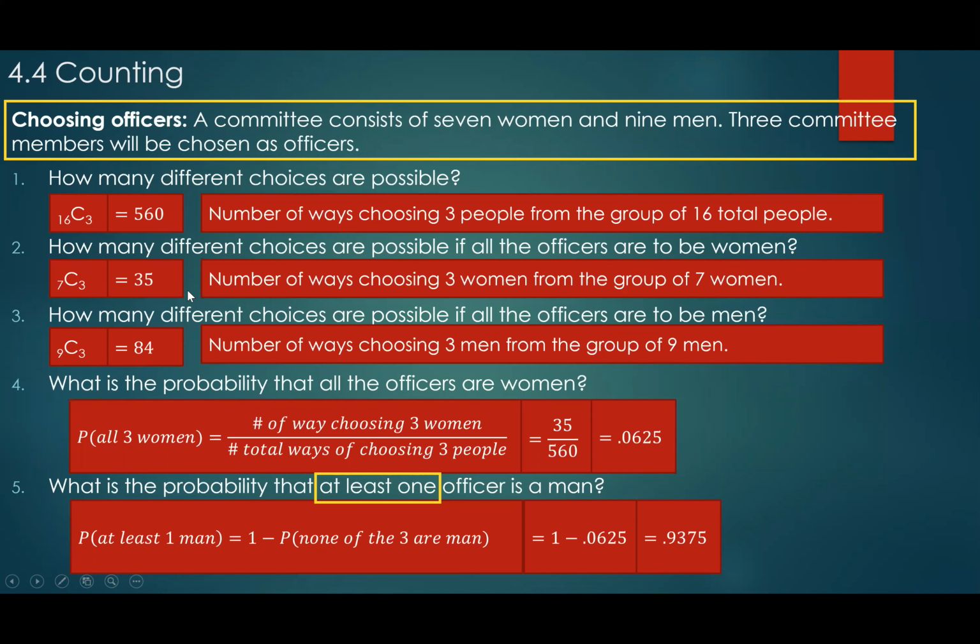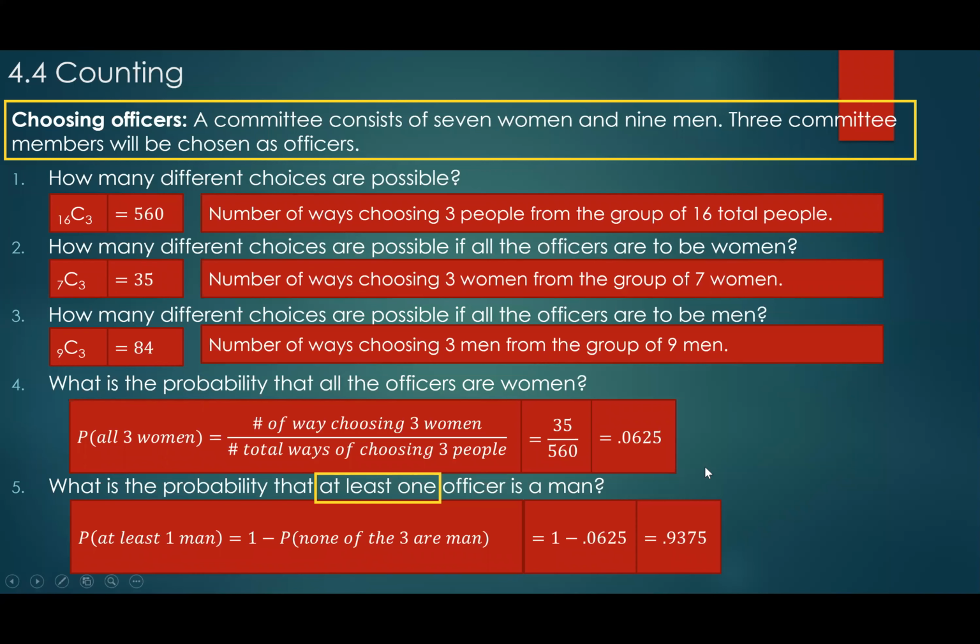525 meaning those are the ways that you can have 1 man, 2 men, or 3 men, right? Because 35 is all women. All women meaning it does not include any man in it. So if you take the total ways minus the ways that are just women, you will get the leftover, which is 525. And that 525, if you take 525 divided by this total, you will get the same thing.